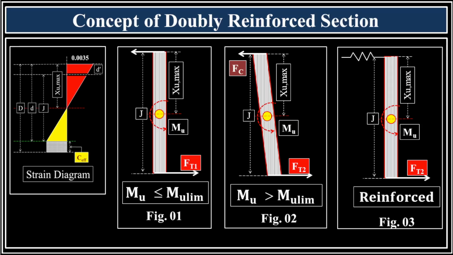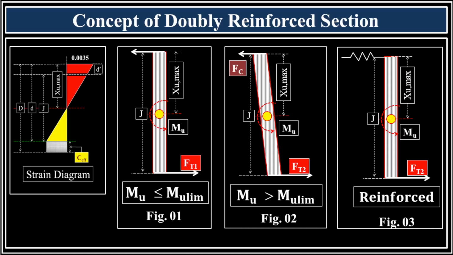This configuration allows the section to resist a moment Mu which cannot be greater than Mu lim. Here, Ft1 represents the total tensile force in the reinforcement, and the section is in equilibrium, shown by its vertical posture. Now, consider figure 02. Here, the applied bending moment Mu is greater than Mu lim. If only the concrete compression zone and tension reinforcement were present, the internal forces would be out of balance. The diagram is shown tilted to conceptually illustrate this imbalance.